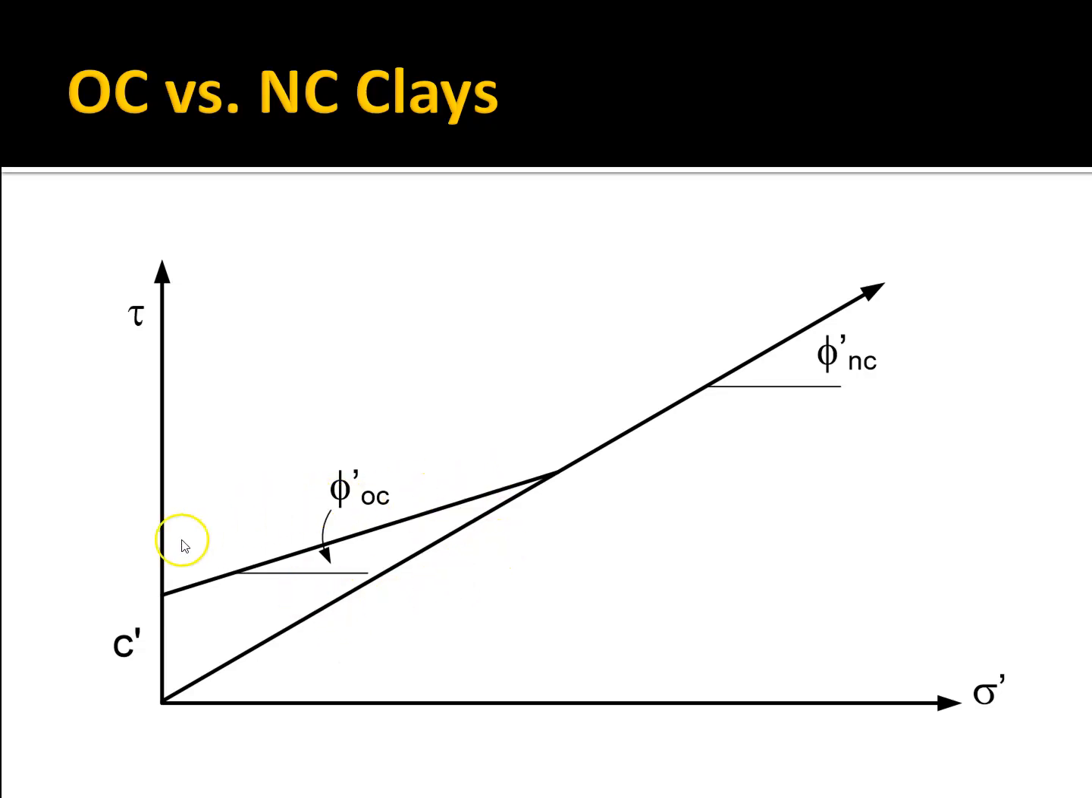And so oftentimes we're just looking at this part of the graph. Theoretically, once you reach a stress that's the maximum the soil has ever experienced since it was deposited, then these lines would converge. But if you see a shear strength envelope with no cohesion intercept, it means you're dealing with a loose sand or a normally consolidated clay. If you see a cohesion intercept, it means you're dealing with a stiff sand or an over-consolidated clay.